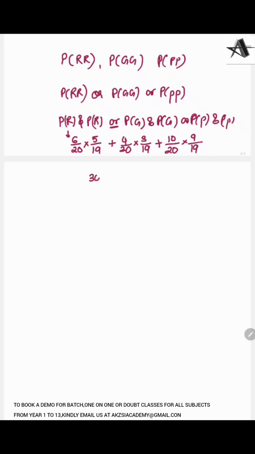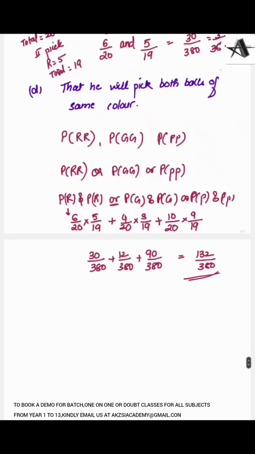So it would be 30 over 380 plus 12 over 380 plus 90 over 380. So this will give you 132 over 380. We can simplify it or leave it like that, that's totally fine. So this is how you can calculate it. For such questions that we just did, the last one, we actually refer to the probability tree diagram, so that we will be discussing.